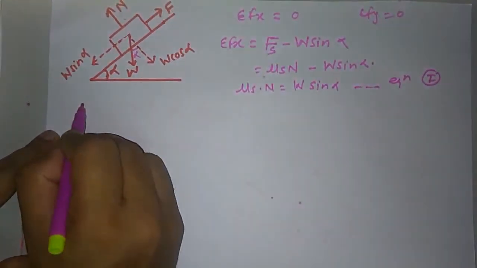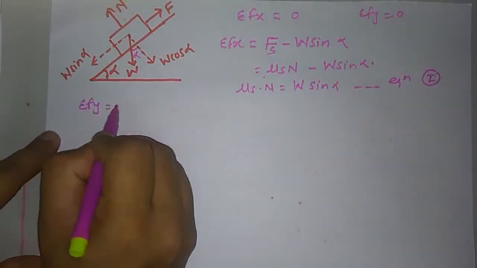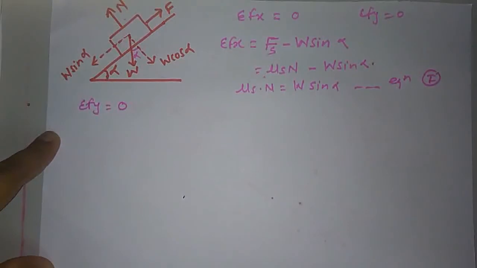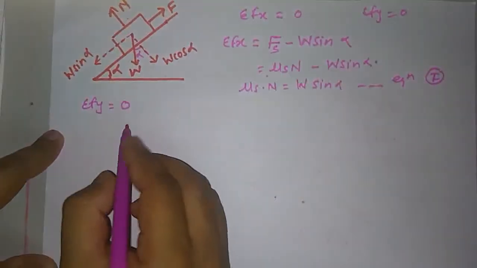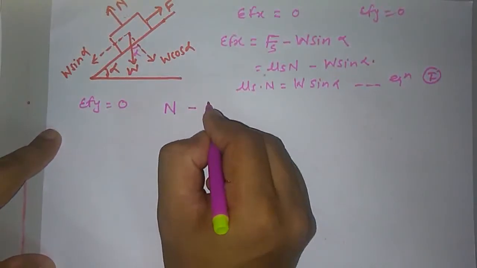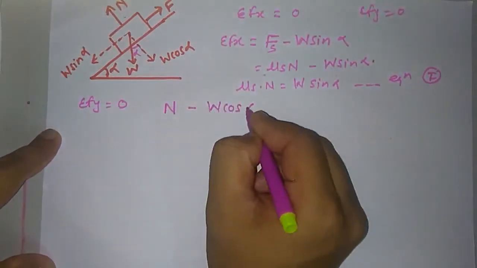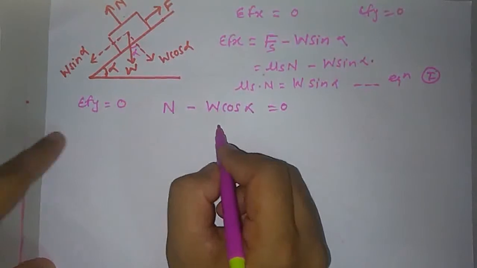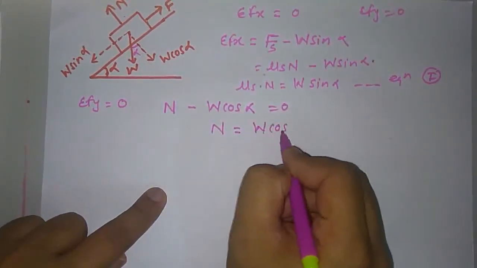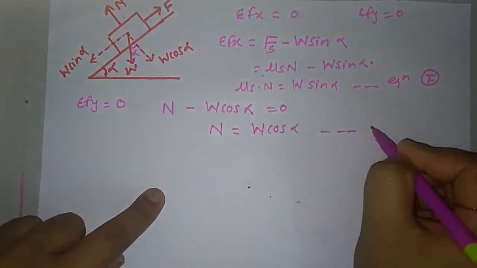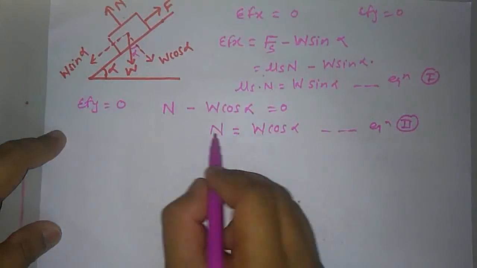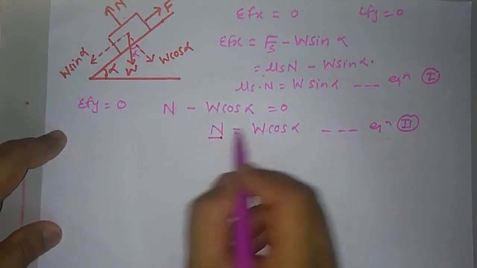Now for the second, summation of Fy is equal to 0. What are the forces in the y direction? N, and downward, W cos alpha, which is equal to 0. So we can write N is equal to W cos alpha. This is equation 2. Now substitute this value of N in equation 1.